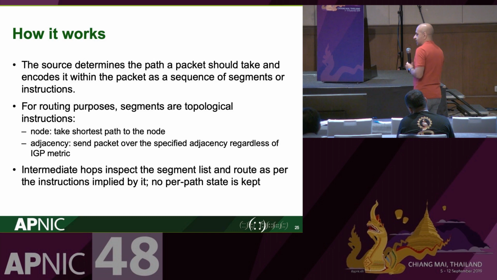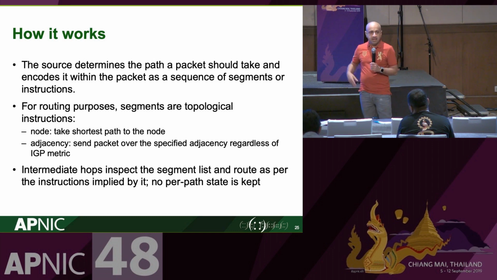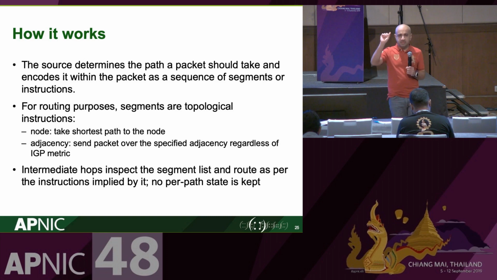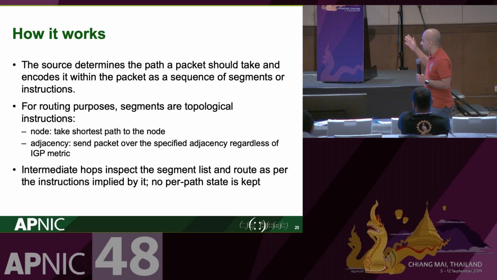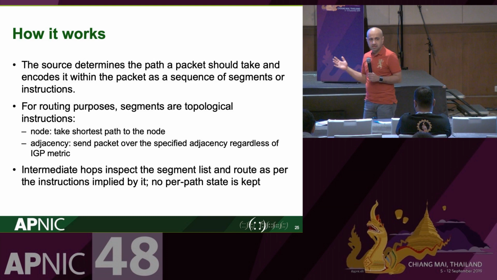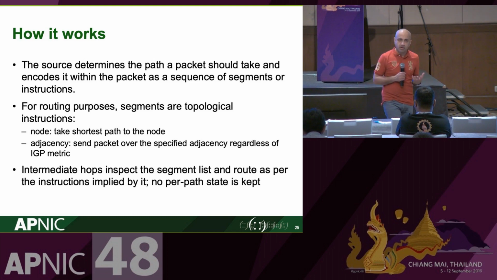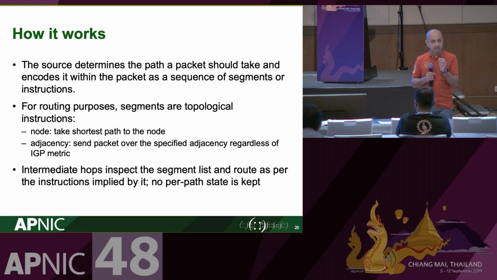So the source puts that information in the packet, and intermediate hops between the source and destination just look at that information and route the packet based on it. The most important thing about segment routing is that these intermediate hops do not maintain any state on a tunnel by tunnel basis. It's called global state. It does not have per path state. So you can have many paths, but all of them share the same tables of global information.